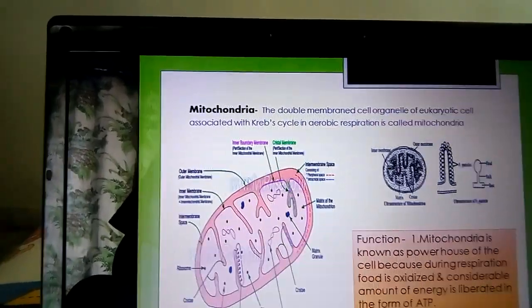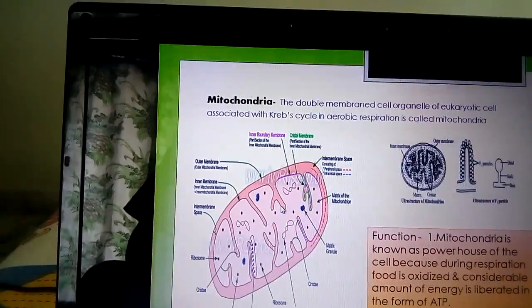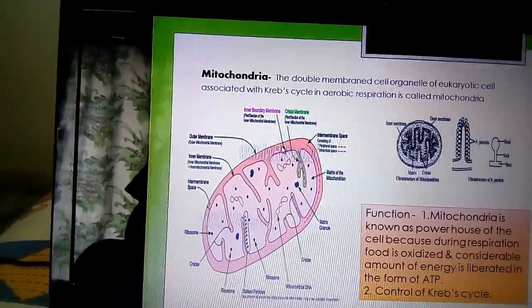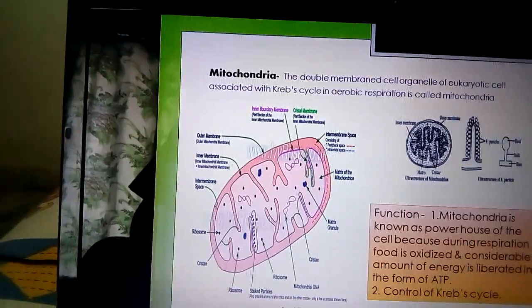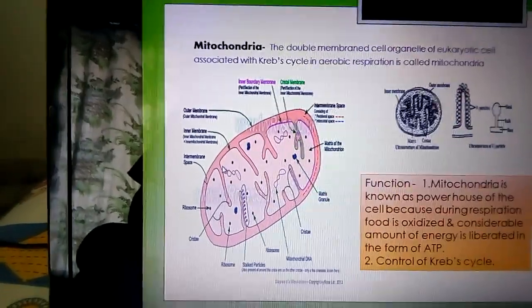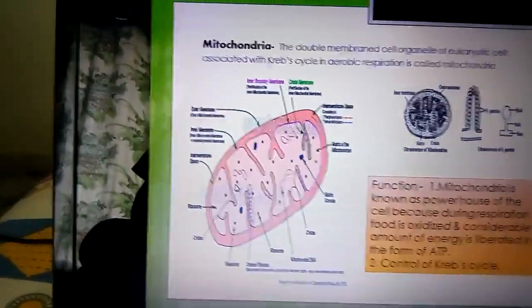Membrane consists of two parts. One is the outer membrane, and the other is the inner membrane. First we know about the outer membrane. The outer membrane is present at the exterior part of the mitochondria, but the inner membrane is present at the inner side of the organelle.